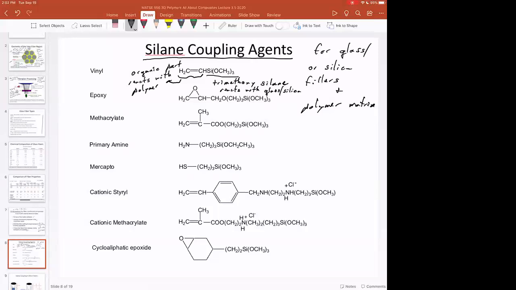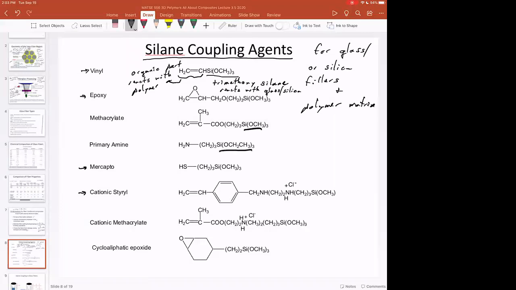And so depending on the polymer type, whether it's a vinyl polymer like polyethylene or PVC, or whether it's an epoxy, or whether it's like a rubber where you might want to do some mercapto cross-linking, or a styrene group, et cetera, you have all different choices of polymer chemistry that you need to match with whatever polymer matrix you're interested in.